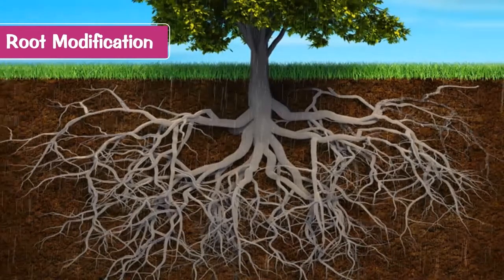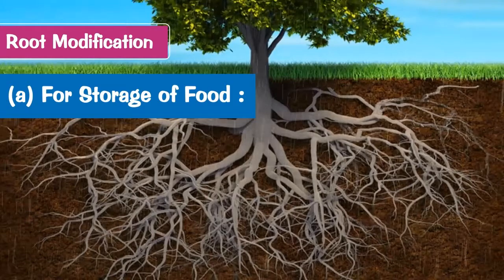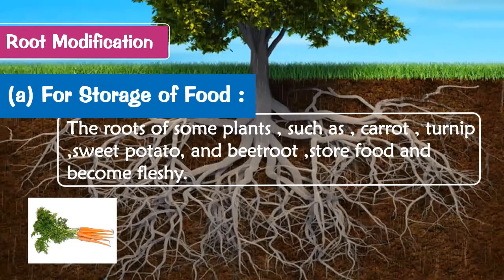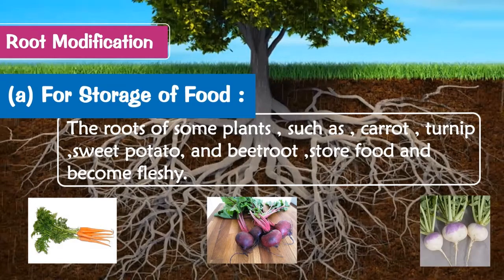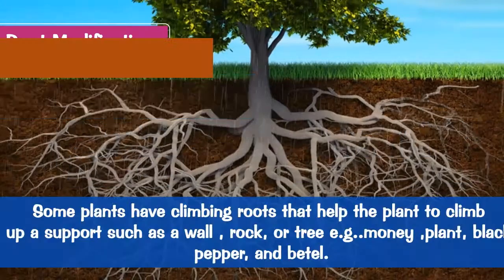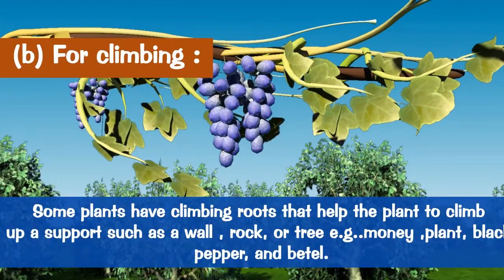Root modification. After learning the functions of root, now we will learn about the root modification. A. For storage of food. The roots of some plants such as radish, carrot, turnip, sweet potato, and beetroot store food and become fleshy. B. For climbing. Some plants have climbing roots that help the plant to climb up a support such as a wall or rock, for example, money plant, black pepper, and betel.